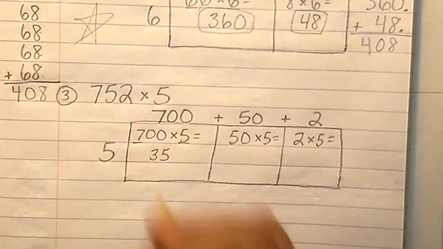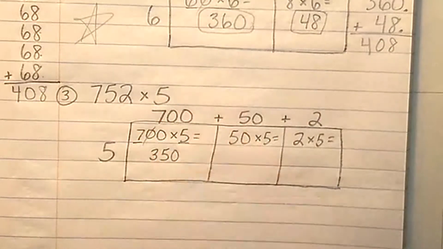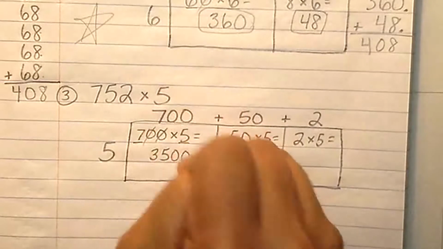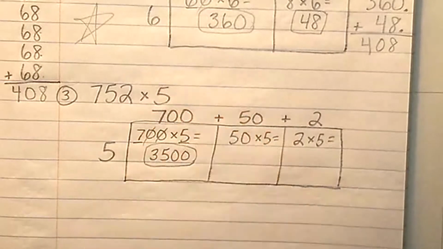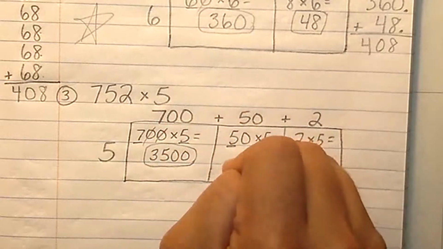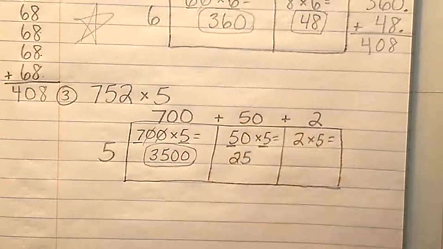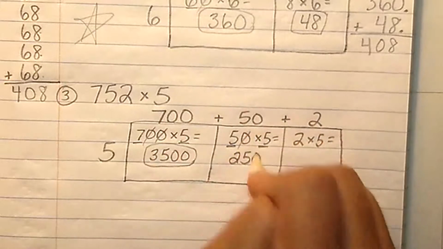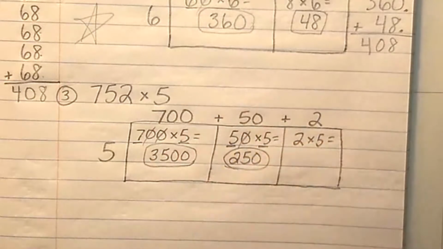35. But now I have to make it 10 times bigger and 10 times bigger again. And that is part of my answer. It's my partial product. What is 5 times 5? 25. Don't forget to make it 10 times bigger. And now I have another part to my product, 250.